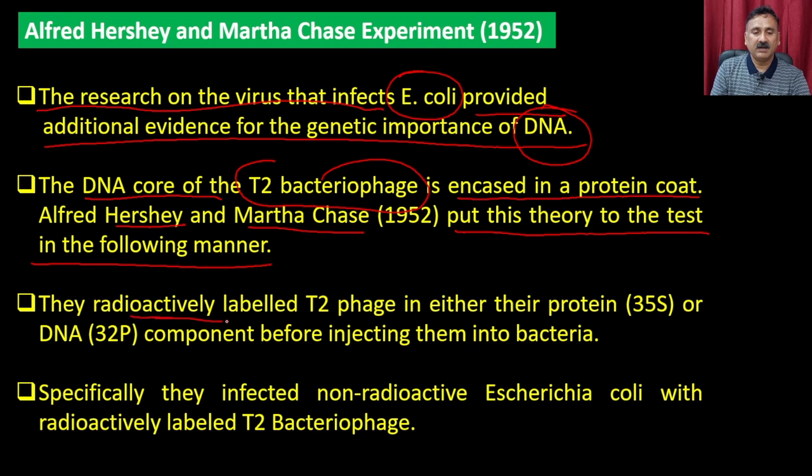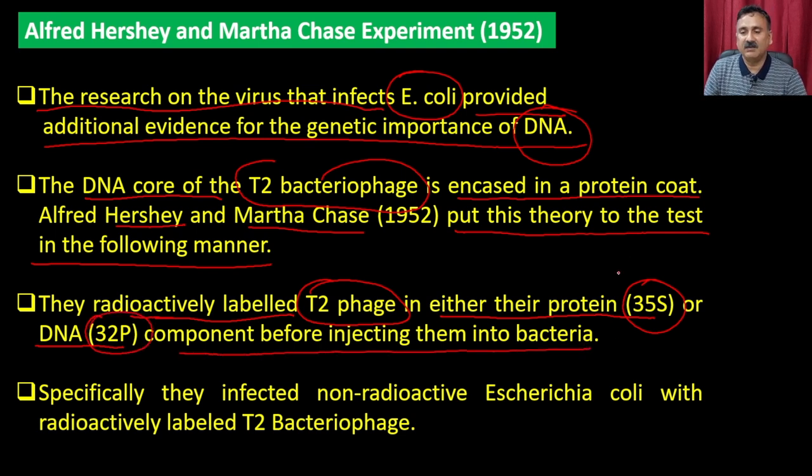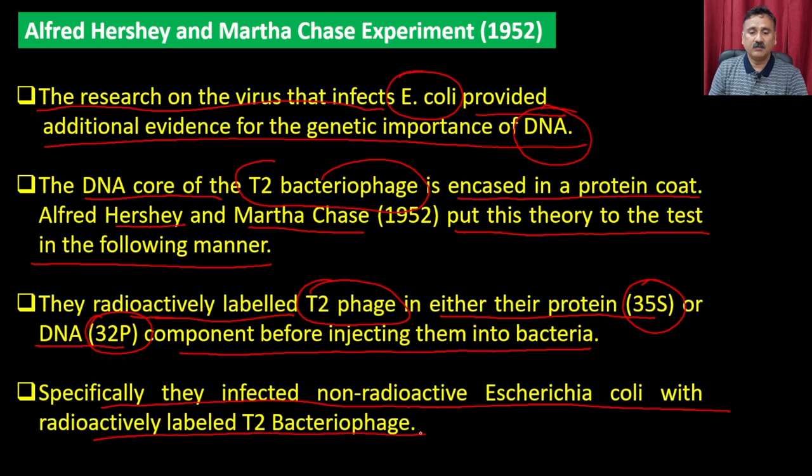They radioactively labeled the T2 phage either in the protein, which means with 35S, or in the DNA with the help of 32P, before injecting them into the bacteria. This means they have bacteriophages where either the protein or the DNA is labeled by radioactivity. Specifically, they infected non-radioactive E. coli with the radio-labeled T2 bacteriophage.